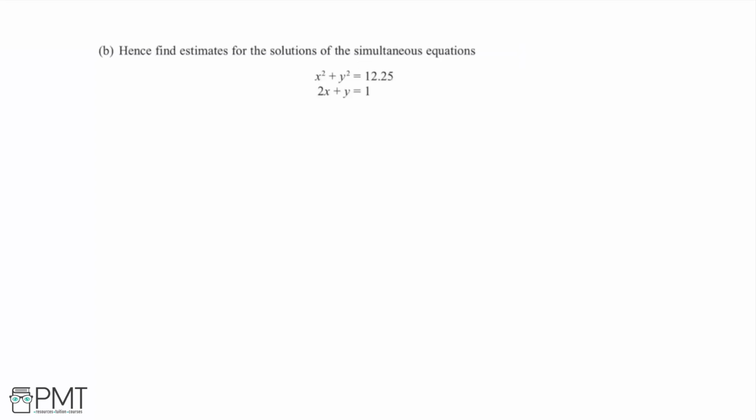So now in part B, I'm asked to hence find estimates for the solutions of the simultaneous equations. And then we have x squared plus y squared is equal to 12.25, so this circle that we drew in the graph previously. And we also have 2x plus y is equal to 1 as a second equation here. Now the word hence in the question means that we could rely on the knowledge in the previous part of the question in order to find the answer here. So one way of doing this would be to draw the line of 2x plus y equals 1 onto the graph and find the points where this line and the circle intersect, and the x and y values at these points are going to be the solutions.